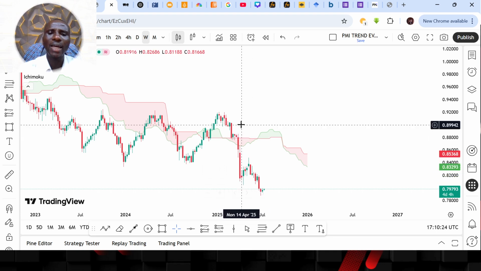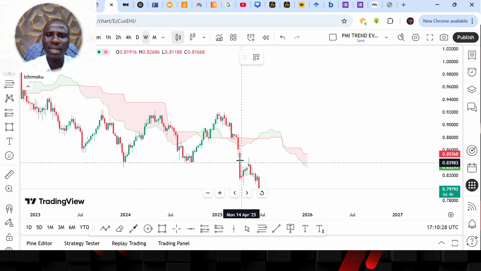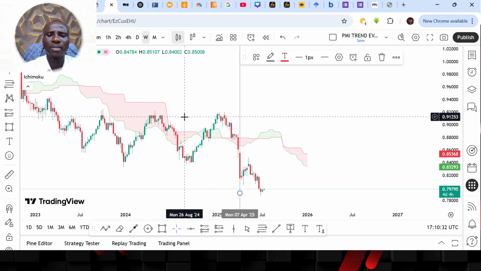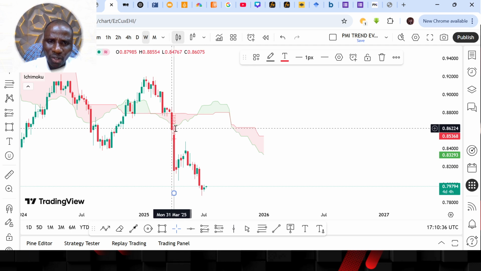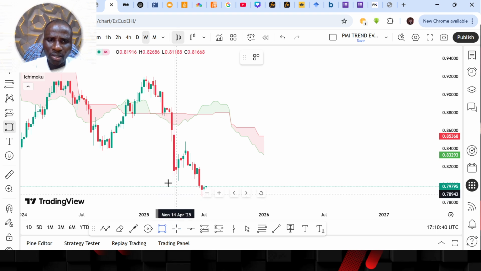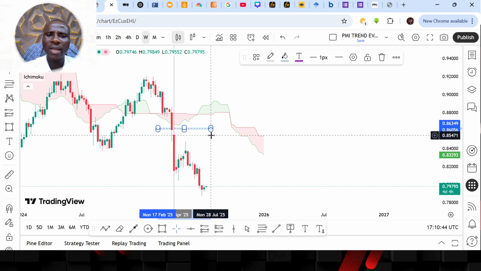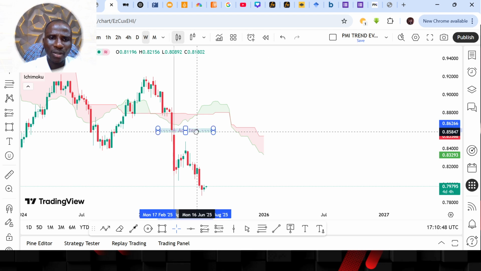So now it's clear that the price is below the cloud. So we want to take a trade now. The price has been below the cloud from this place. From around this place, the price broke below the cloud. You see now? So we are at liberty to take a sell now on this particular chart.